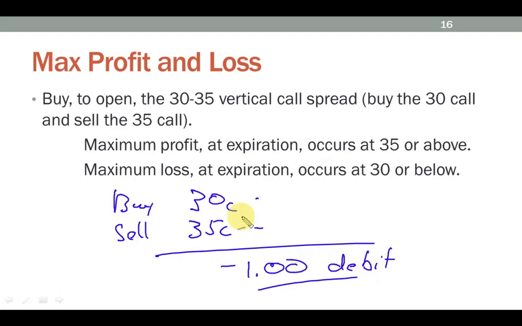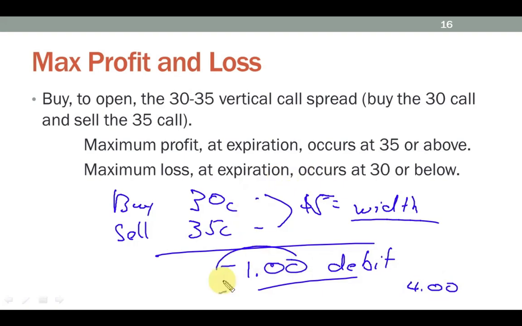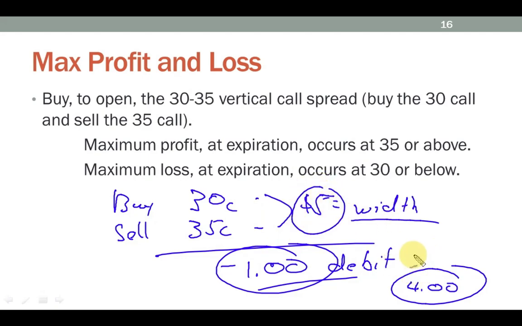Now, again, the max profit, it's a $5 wide spread. So identify the spread. $5 equals the width, of which you paid $1 up front. So what's the most you can possibly make? $4. All right. So max loss at expiration, limited to $1. Max upside potential, $4. It's a $5 wide spread. If you can identify those items, you're ahead of the curve already.